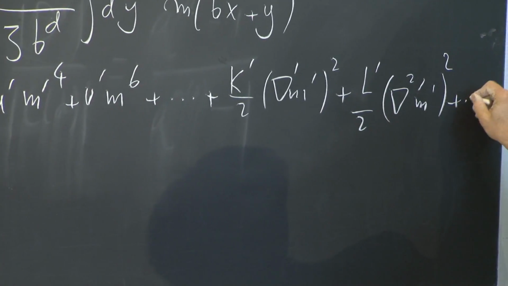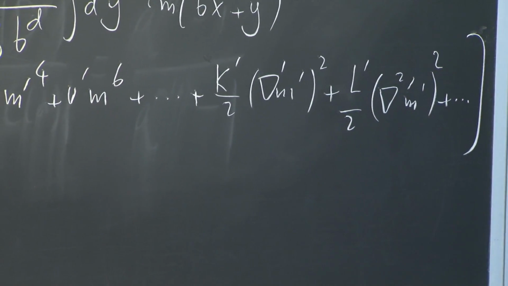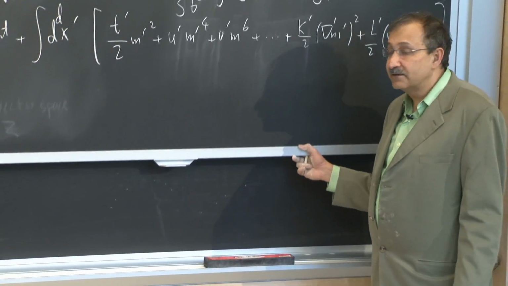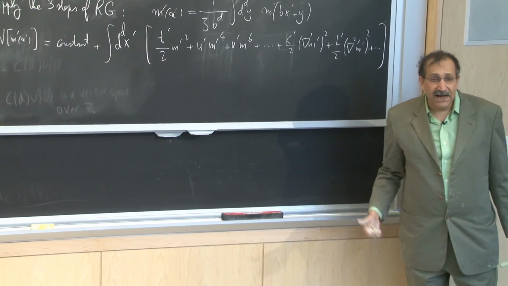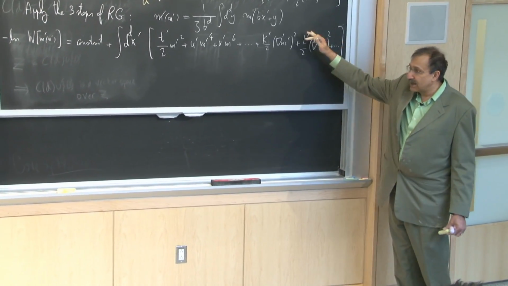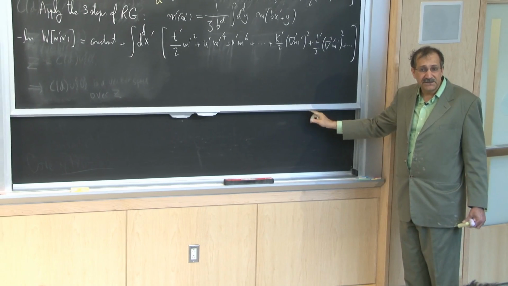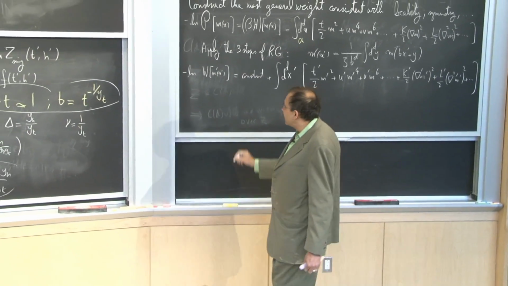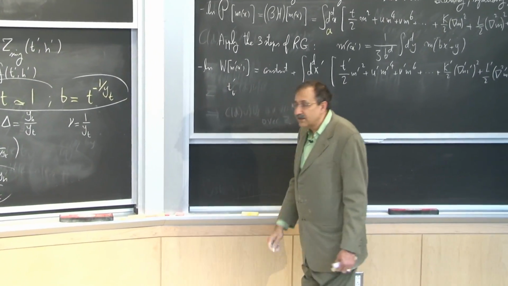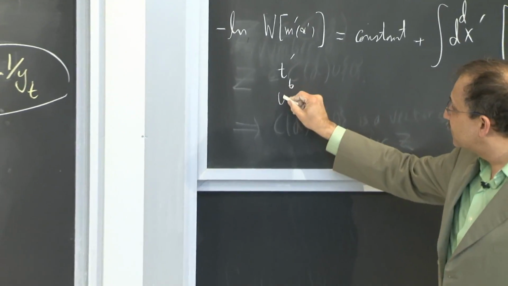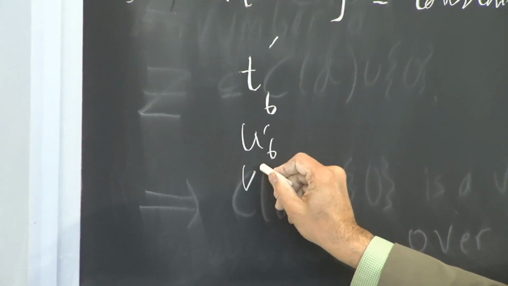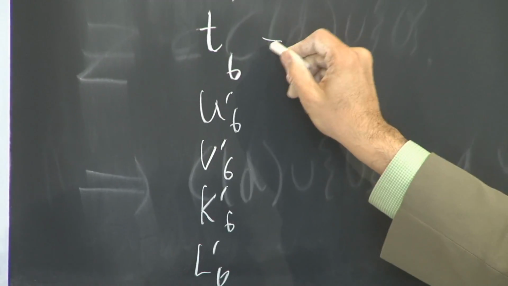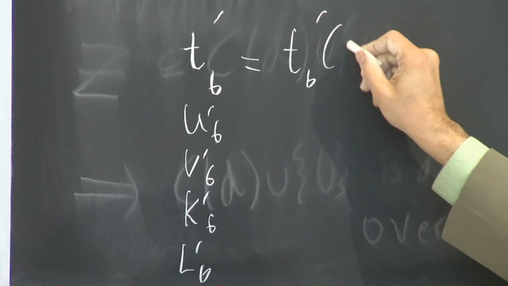So you basically prime everything, but you have this whole thing. Okay? Now this may seem like a truly difficult thing, but we will actually do this. We will carry out this transformation explicitly in particular cases, and we will show that this transformation amounts to constructing a rescaling of each one of these parameters, t prime, u prime, v prime, k prime, l prime, and so forth, as functions of the old parameters.